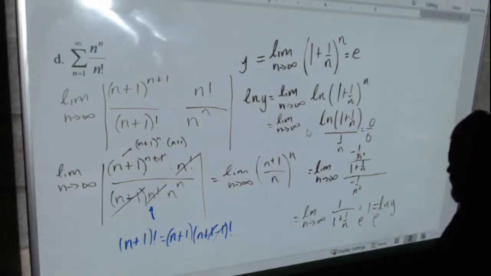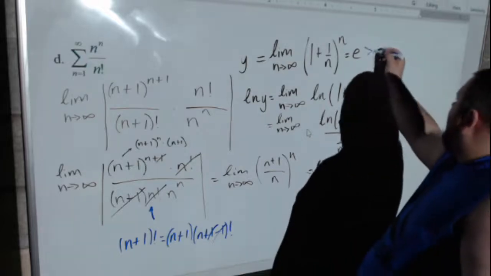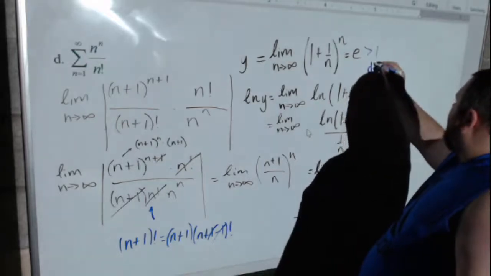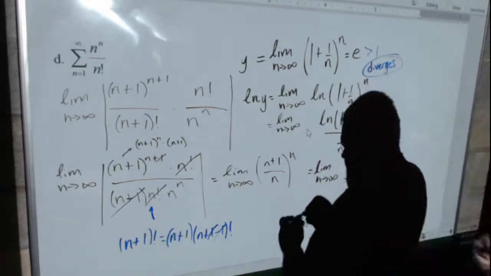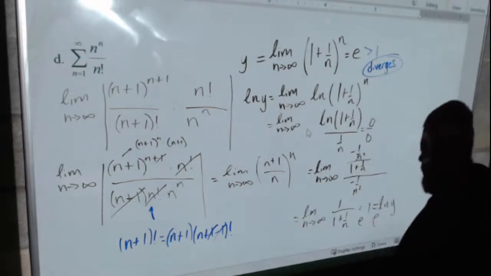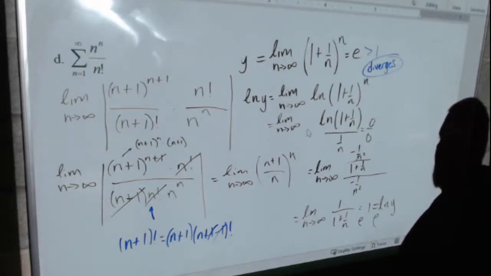And so yeah, this is greater than 1, so it diverges. Let's go with that one.